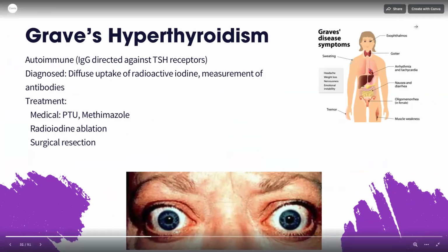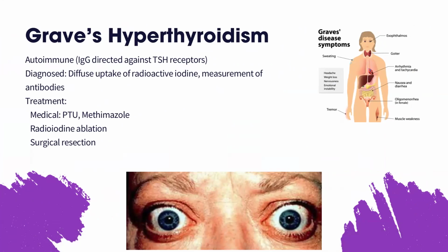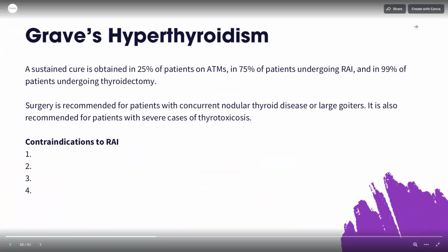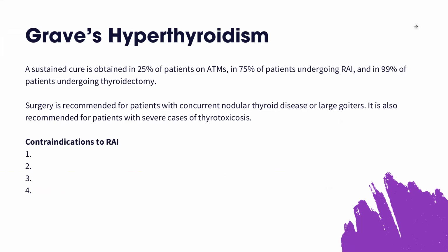So Graves' disease is an autoimmune disease against the TSH receptors. It can be diagnosed by measurement of these antibodies. You'll also see diffuse uptake of radioactive iodine on scans. The treatment is first medical, with PTU or methimazole. You can also do a radioiodine ablation, and then sometimes surgical resection may be necessary. Surgery is for patients who also have nodular thyroid disease or large goiters with their Graves' disease, or patients who develop severe cases of thyrotoxicosis.